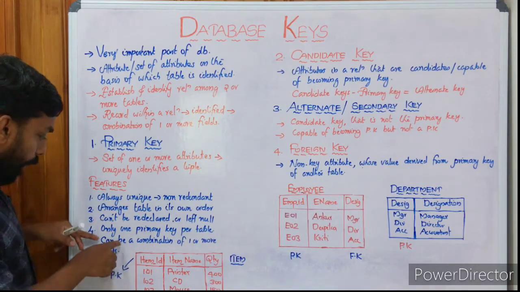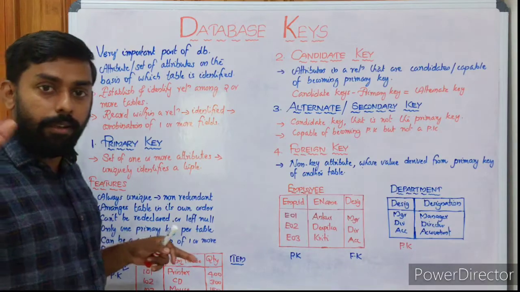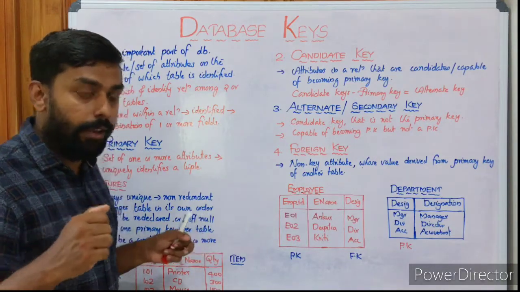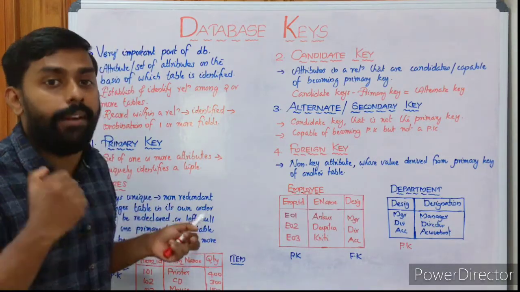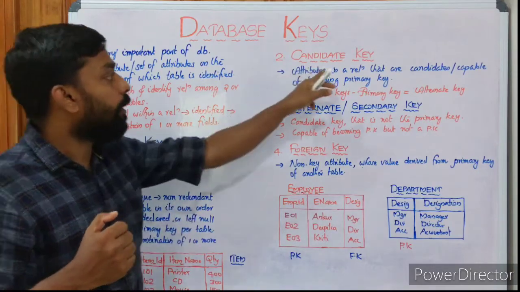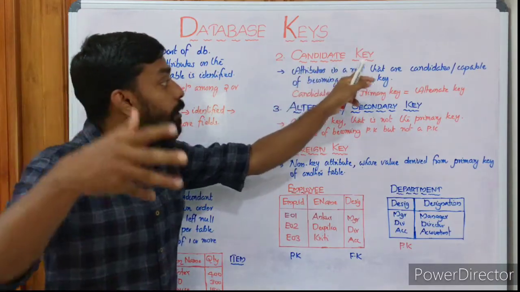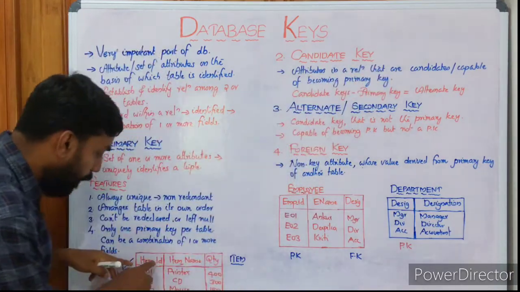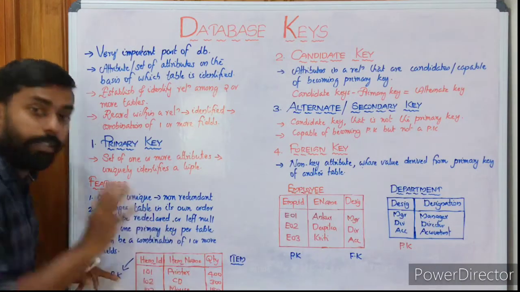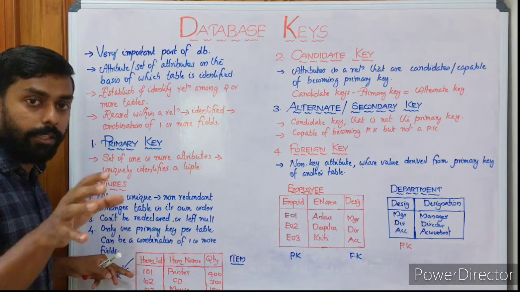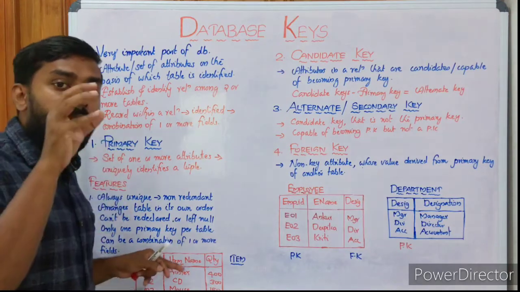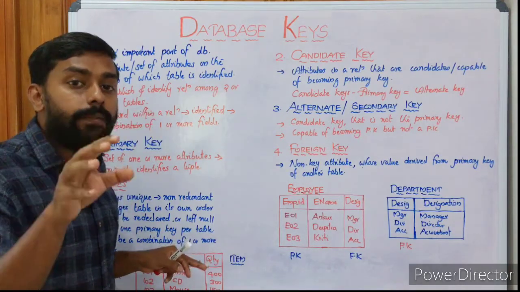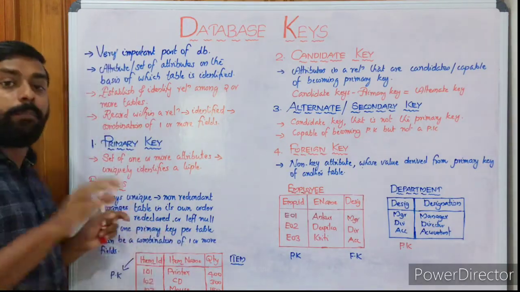Yeah, it can be a combination of a number of fields. Okay, then we are selecting primary key from candidate keys, right? So it is an attribute, what attributes in a relation that are candidates. Here we have 2 candidate keys, item ID and item name. These are the candidate keys, and from these 2 candidate keys we have selected item ID as the primary key.